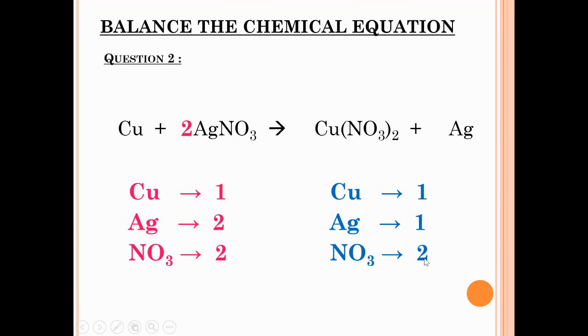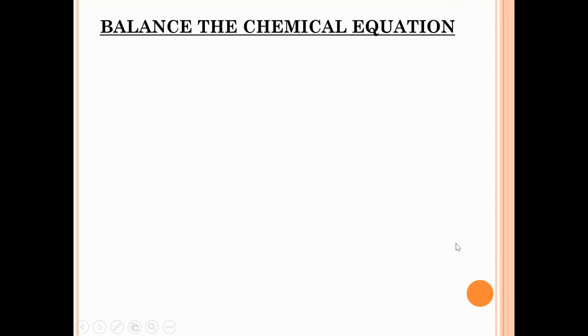Now for the chemical equation, the sodium ion on left and right is already balanced. Copper is balanced, and the silver ion is not balanced. So we must do something here. We put 2 here. Then now the chemical equation is already balanced.